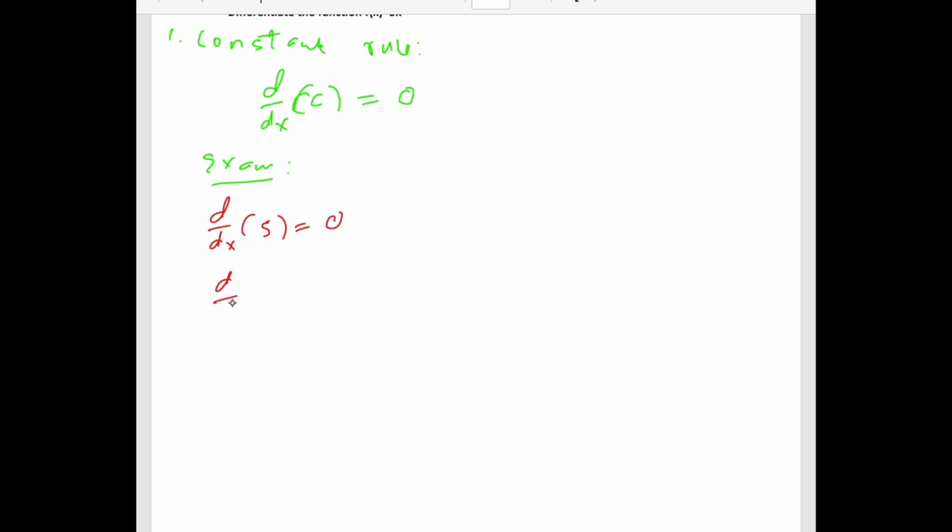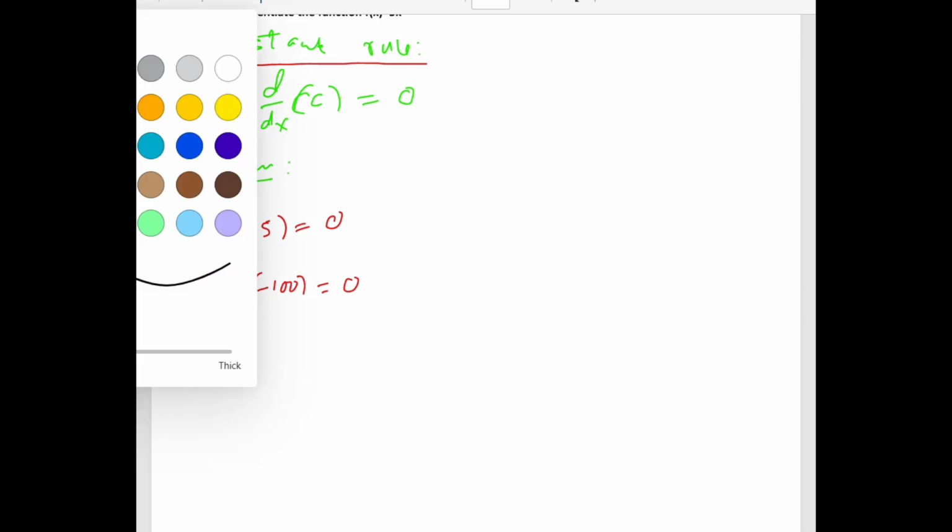You try to find the derivative of this other function. This function is 100 or negative 100. So what should be the answer? For this case, the answer should always be equal to 0, because the derivative of a constant will always be 0. So that is the first rule, which is the constant rule that we are talking about today.